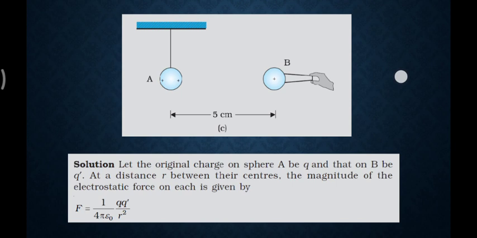The magnitude of the force, as we know from Coulomb's law, is F equals K Q1 Q2 upon r square. Here K is equal to 1 upon 4 pi epsilon 0, which is 9 into 10 to the power 9. Q is the charge of sphere A, Q prime is the charge of sphere B, and they are separated by the distance r. This is the force between A and B in the earlier case, when they are separated by 10 centimeters.